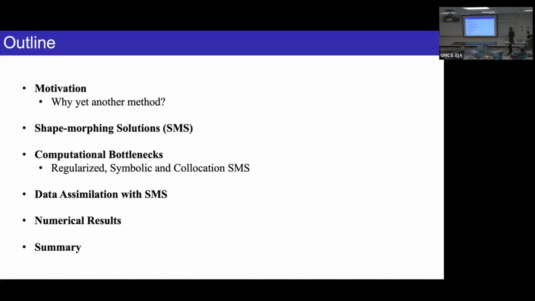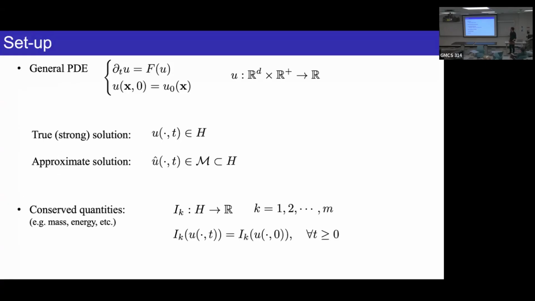And throughout the talk, I'll give you numerical results regarding SMS. All right, so here's the general setup of the problem. I have a very general form PDE. It's time dependent, so that the solution u depends on time and space, and its rate of change is given by some differential operator. It can be nonlinear. It also can be linear, but most of the examples I'll show you are nonlinear PDEs.